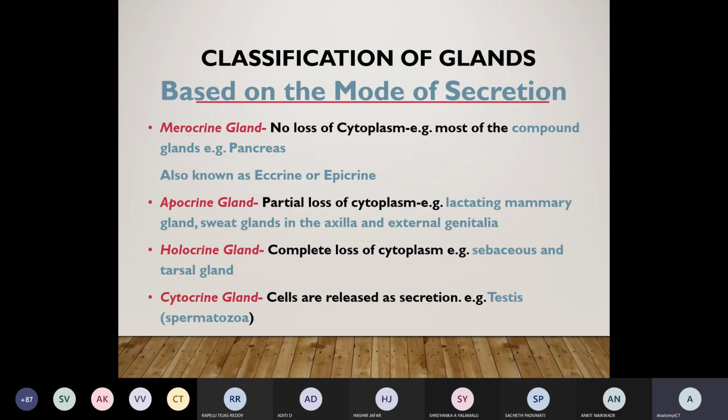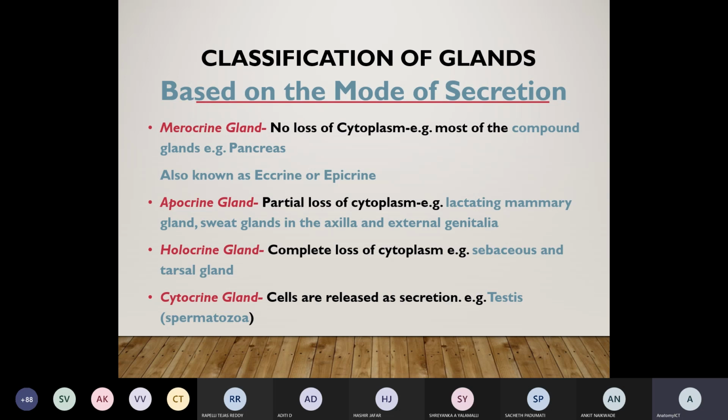Classification based on the mode of secretion. Different cells secrete by their different modes. For example, take the merocrine gland, an example of which is present in the pancreas. In such cells there is no loss of cytoplasm. Most of the compound glands, for example the pancreas, have no loss of cytoplasm, but they secrete by means of diffusion. So this is what is called merocrine.